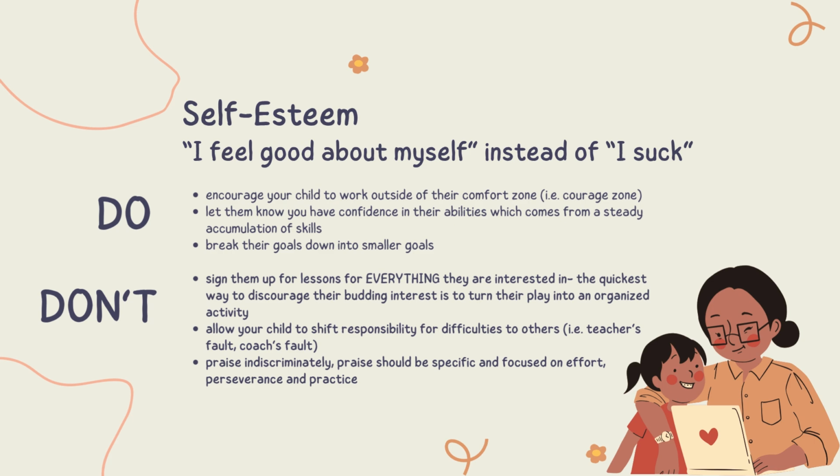Things we want to avoid is signing them up for everything that they show interest in. The quickest way to discourage a new interest is to turn their play into an organized activity. I know for some of us, this is really hard, especially for kids not interested in a lot of things. So when they show a spark of interest, we just want to latch on to it and encourage it. And we can encourage it through their play and not necessarily turning it into something that is structured and now has a lot of rules around it.